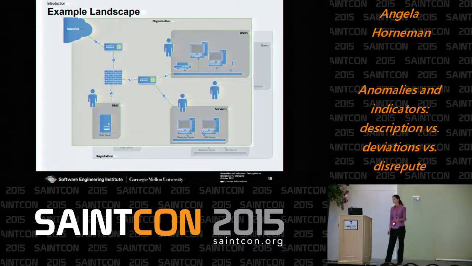Also, you have reputation. Reputation isn't something that people normally think of as an asset, but it really is, and if you don't believe me, think about spoofing attacks. If you have spoofing, that can really degrade your organization's reputation. In some cases, that can land you on a spam list, so maybe you can't get your email delivered.